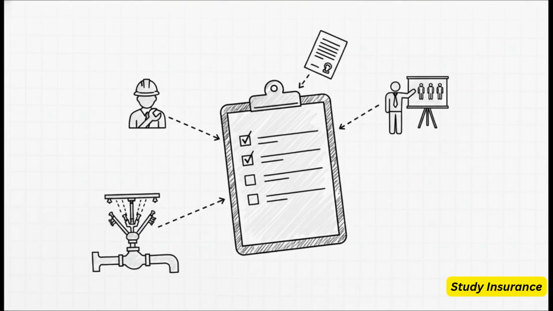Step 4, implementation, is really where the rubber meets the road. It's one thing for Alex to decide, hey, I need a better sprinkler system. It's another thing to actually do it. They've got to find contractors, get building permits, figure out how to do the work without closing the store, and then train the staff on the new procedures. This is the nitty-gritty, hands-on work that makes the plan real.